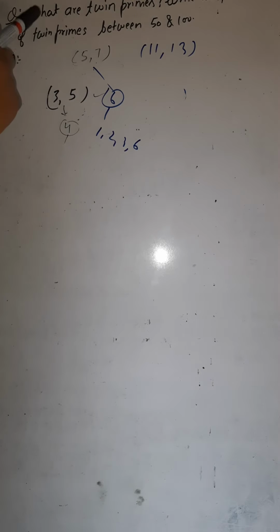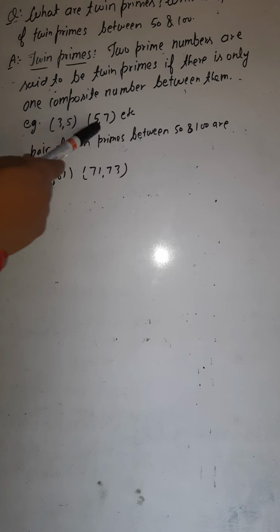The next question here: you have to write all the twin primes between 50 and 100. So this is the next question. Okay, so now we would write the definition of twin primes. Two prime numbers are said to be twin primes if there is only one composite number between them. Examples are 3 comma 5 and 5 comma 7, etc. So these are all sets of twin primes.